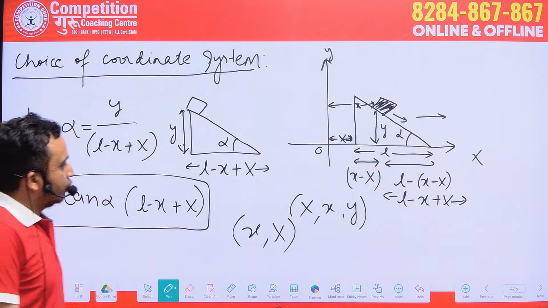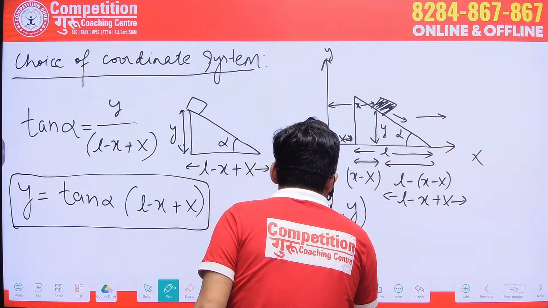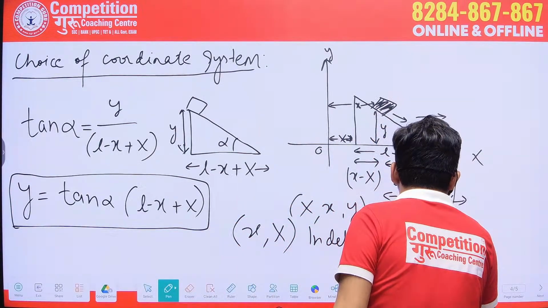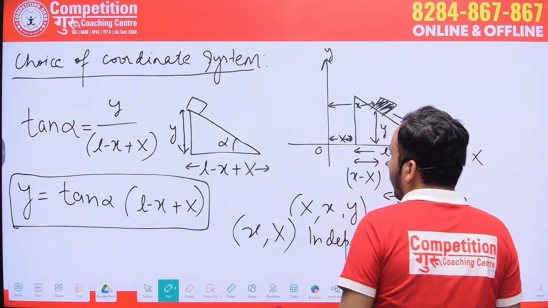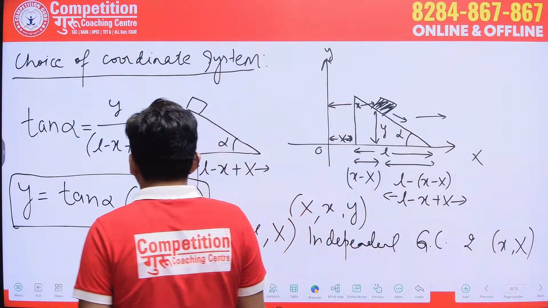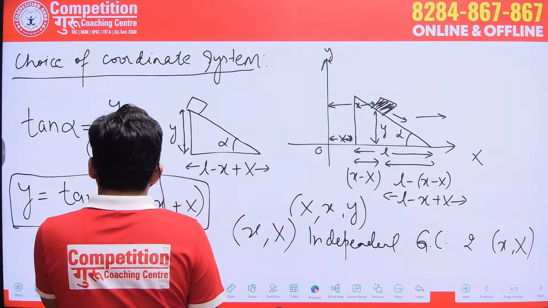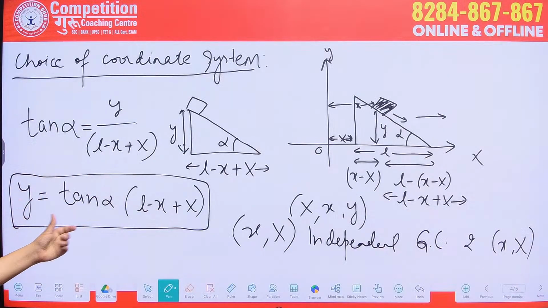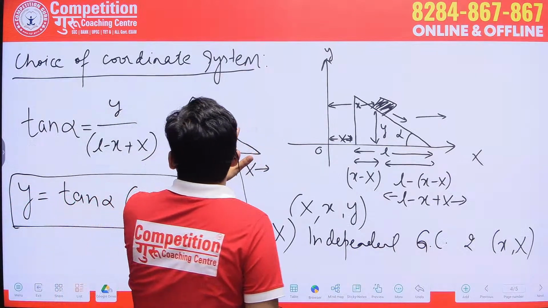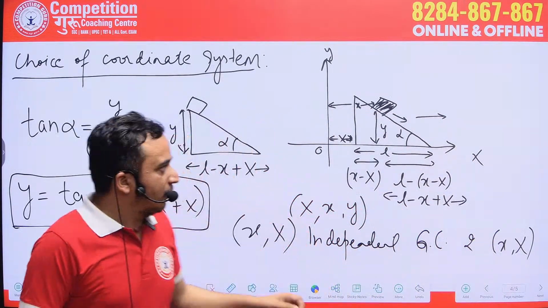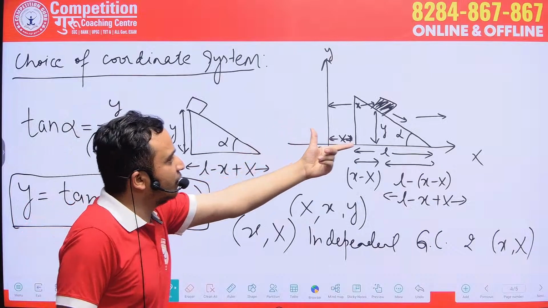So the independent generalized coordinates are two here, that is x and capital X. Or we can change it either way: we can express x in terms of y and capital X in terms of y and x. That is our choice. So this is one method, one choice of the coordinate system for this system.